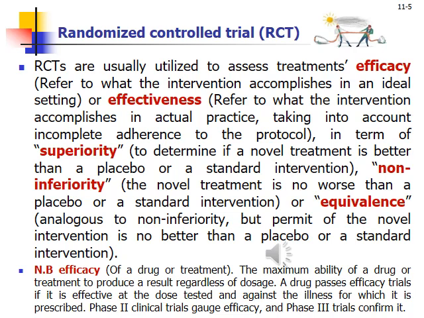Efficacy of a drug or treatment is the maximum ability of a drug or treatment to produce a result regardless of dosage. A drug passes efficacy trials if it's effective at the dose tested and against the illness for which it is prescribed. Phase 2 clinical trials gauge efficacy, and Phase 3 trials confirm it.